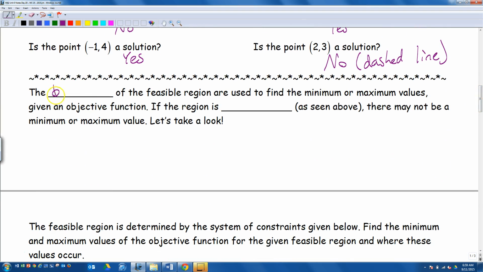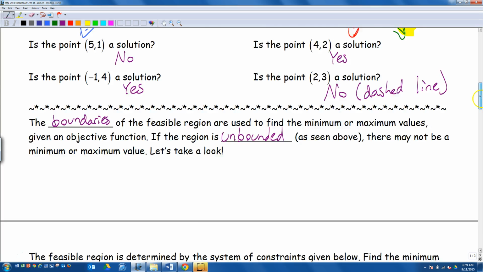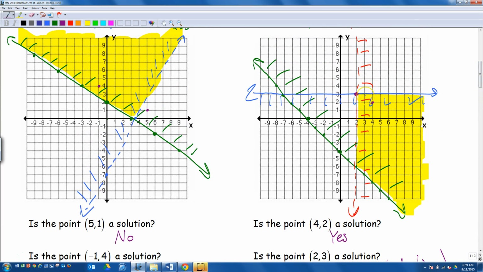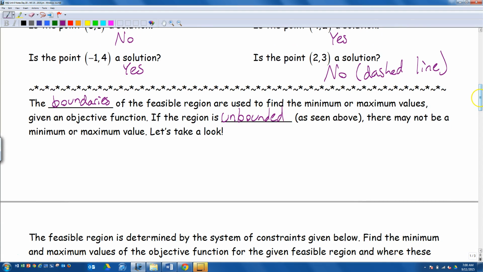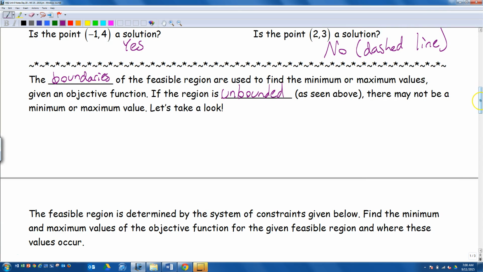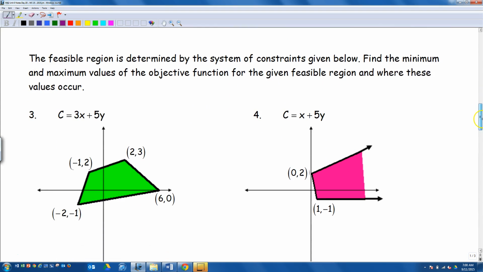So the boundaries of the feasible region are used to find the minimum and maximum values given an objective function. So your objective function is like your profit or cost that you want to minimize or maximize. If the region is unbounded, as seen above, so both of these are unbounded because they go off forever to the right, like there's not an enclosed shape. And I guess the first one would be unbounded upward. There may not be a minimum or maximum value. Okay, so here's how you do these problems.